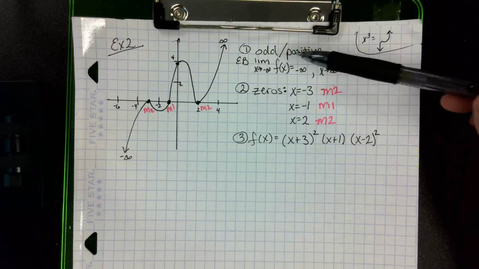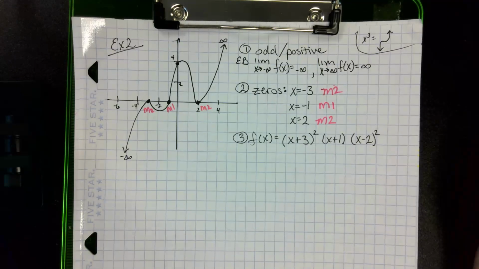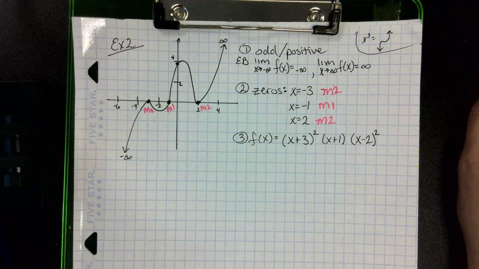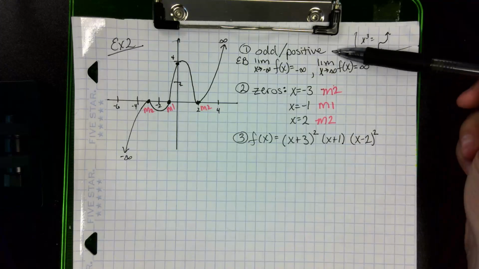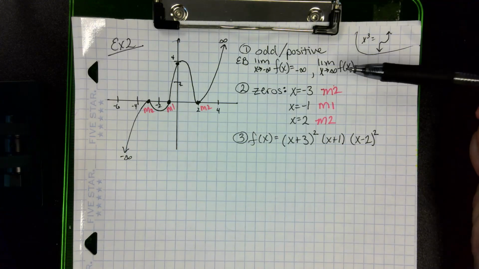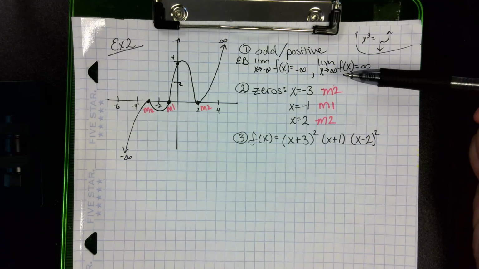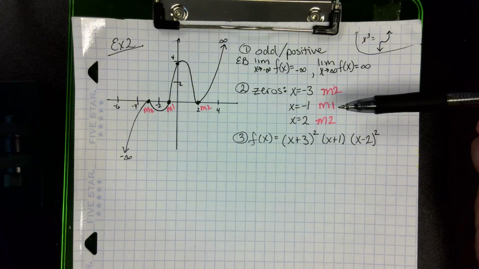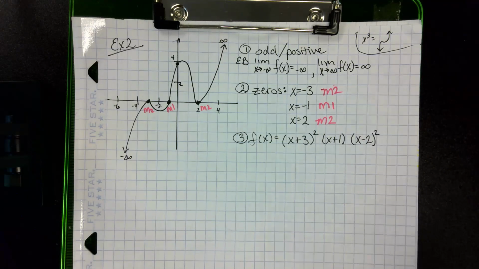And really this works as a good set of steps whenever you're given a function: determine if it's odd, even, positive, negative, and determine the end behavior. Or I guess I could just say it as determine the end behavior, list the zeros with their multiplicities, and then you can write the function. So 3 steps.